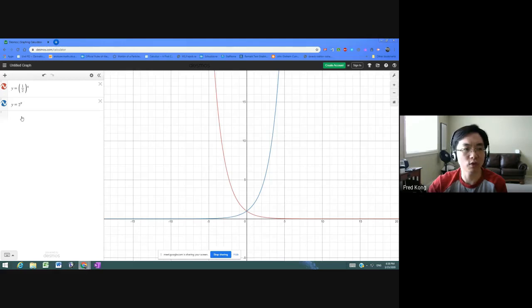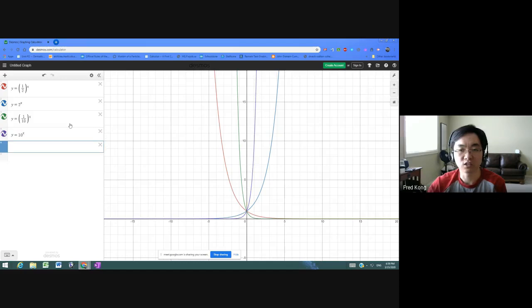Let's try another one. What if we went with y is equal to 1/10 to the x? Okay, so that's that green one. But now what if I were to graph y equals 10 raised to the x? Okay, so you get this purple one. So let me just turn these off so that it's not too busy. So the green one is y equals 1/10 to the x, and the purple one is y equals 10 to the x.